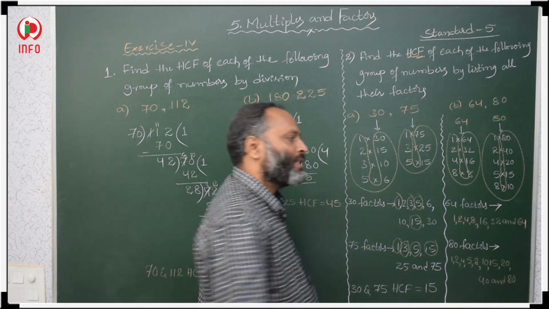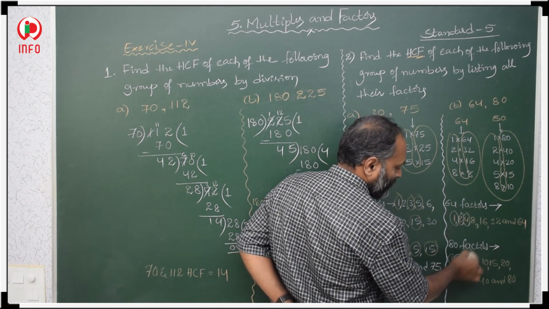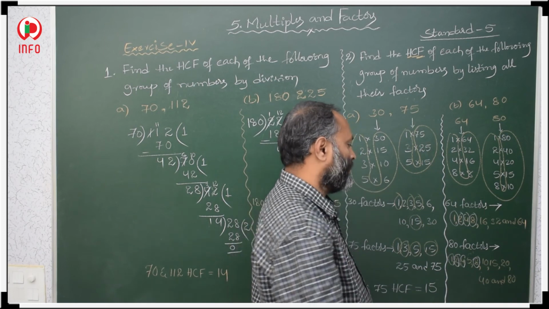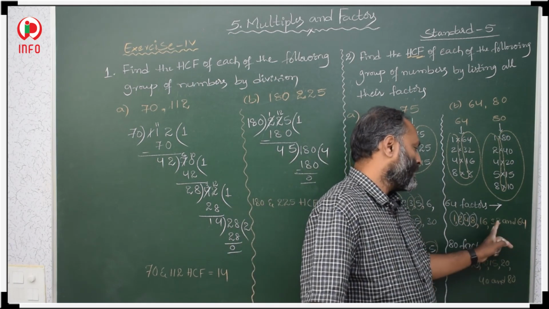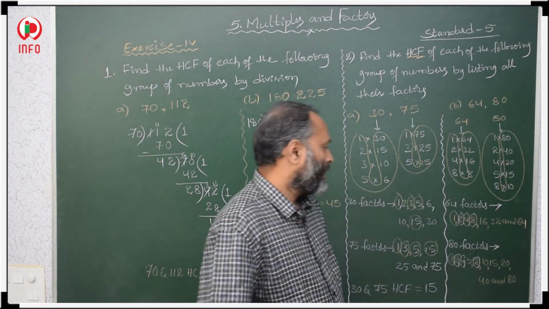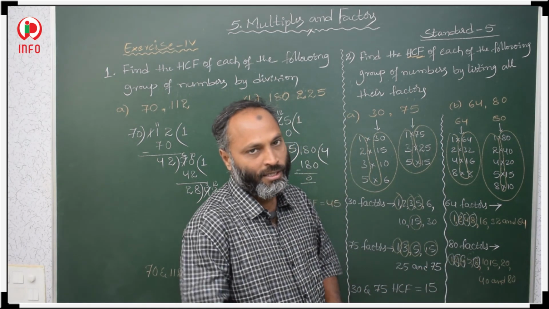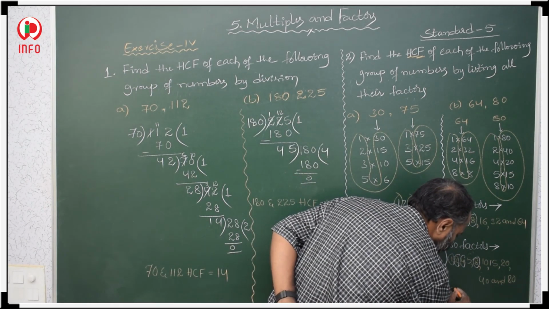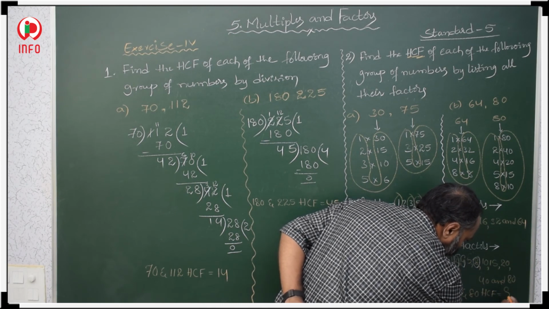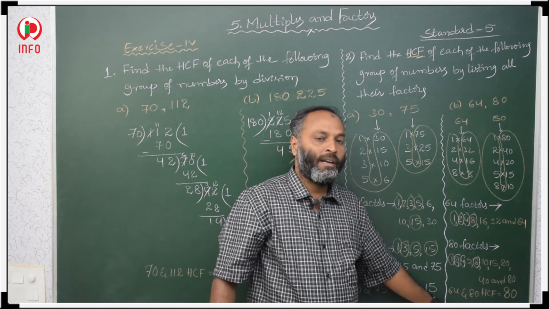Now, we have to check common factors. 1 is common in both, 2 is common in both, 4 is common in both, 8 is common in both, then 16 is not there here. So, 32 is not common, and 64 is not common. So, in between 1, 2, 4, 8, 8 is the highest common factor. So, 64 and 80, HCF is 8. 8 is the HCF of 64 and 80.